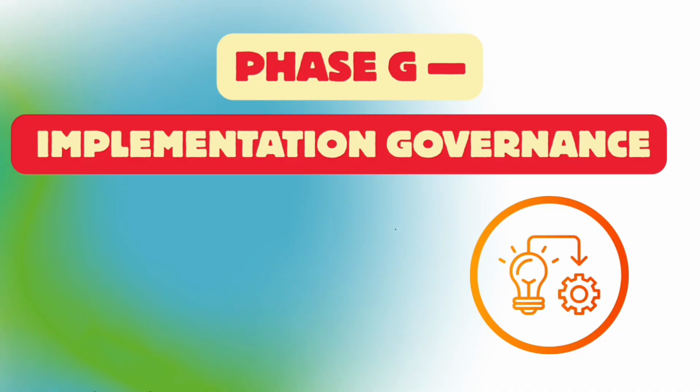Now we need to ensure that implementation conforms to the architecture. Phase G, implementation and governance. Phase G ensures implementations conform via governance and runtime controls.